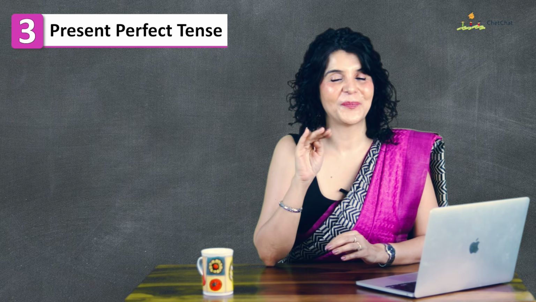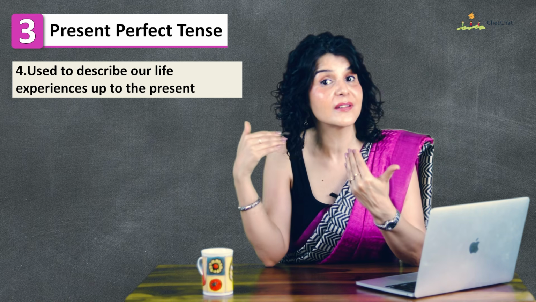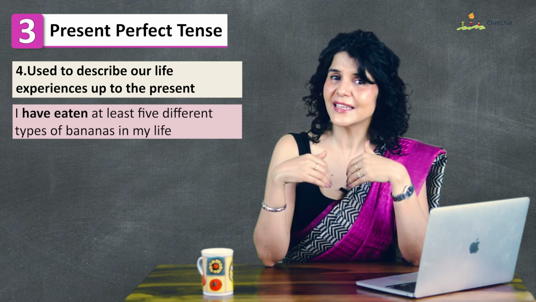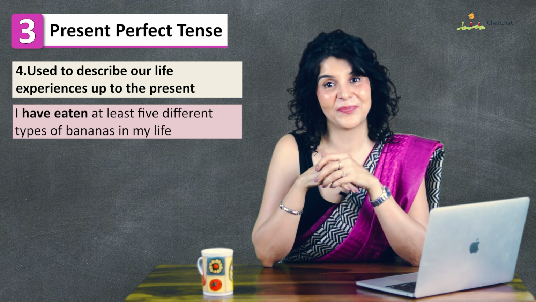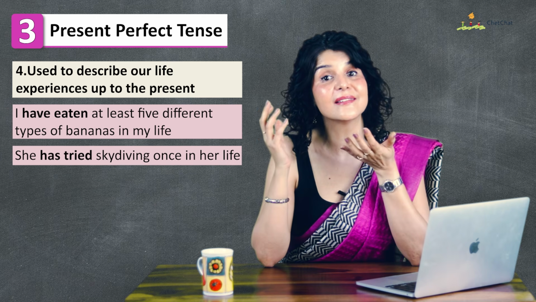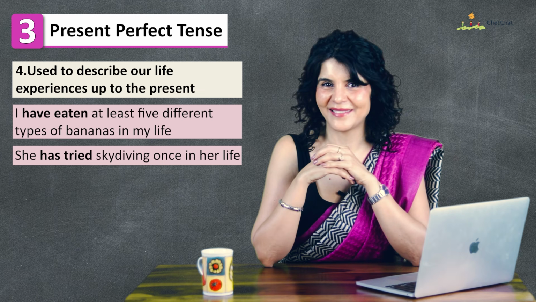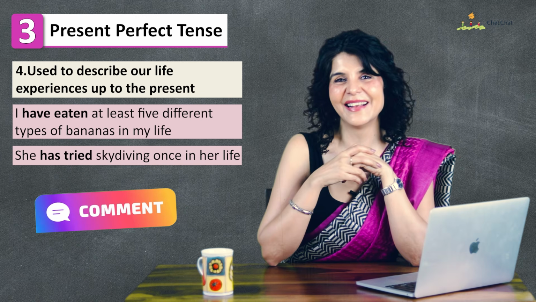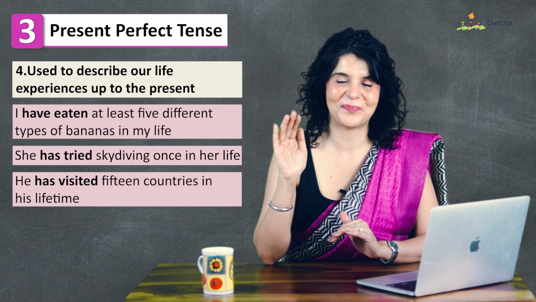Use number 4. The present perfect tense is used to describe our life experiences up to the present moment. I have eaten at least 5 different types of bananas in my life. She has tried skydiving once in her life. I have never done skydiving and I'm very scared of heights. By the way, have you ever tried it? He has visited 15 countries in his lifetime.